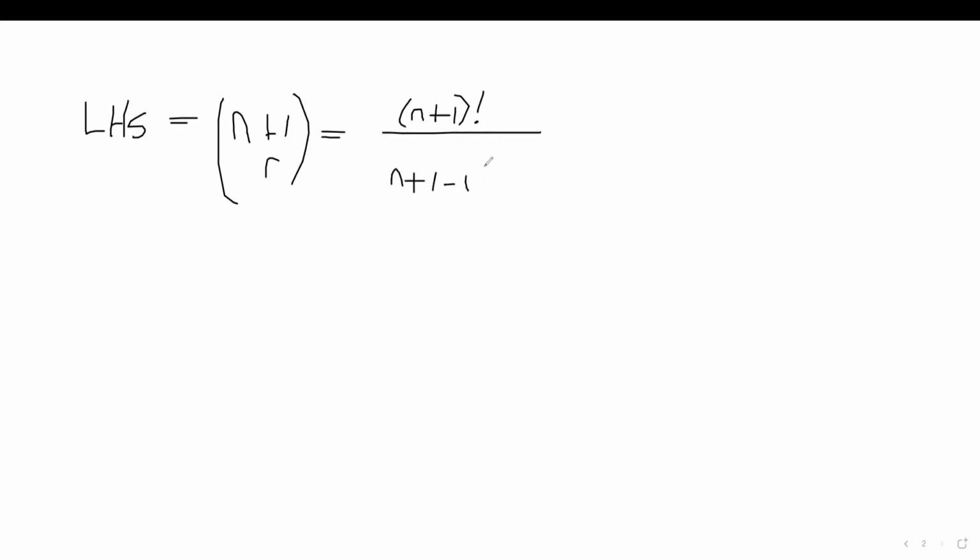We start by saying our left-hand side is n plus 1 choose r. You have to start with your left-hand side. You don't prove from right to left, you prove from left to right. So this is n plus 1 factorial over n plus 1 minus r factorial times r factorial. That's where you start.